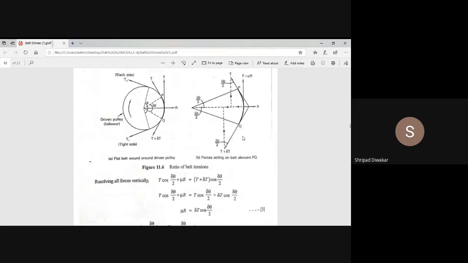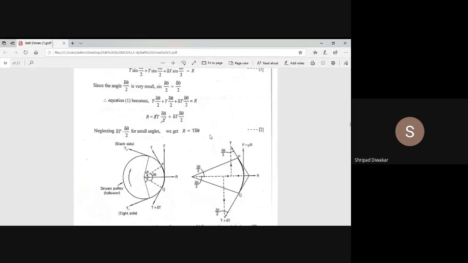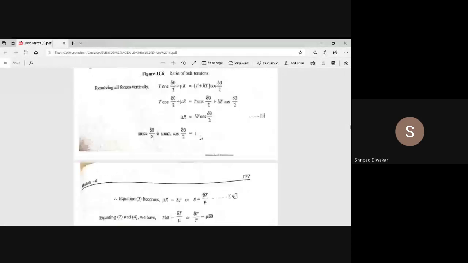Next, what equation did we get? R equals delta T divided by mu. Call it equation number 4. Then what did we get in equation number 2? We got R equals T into delta theta when we resolved the force horizontally. Here we are getting R equals delta T divided by mu. LHS are the same.